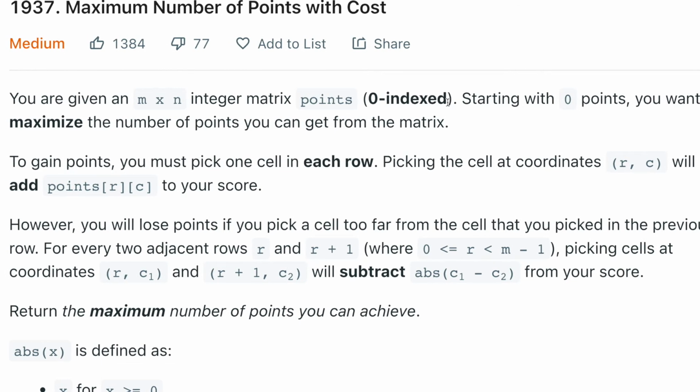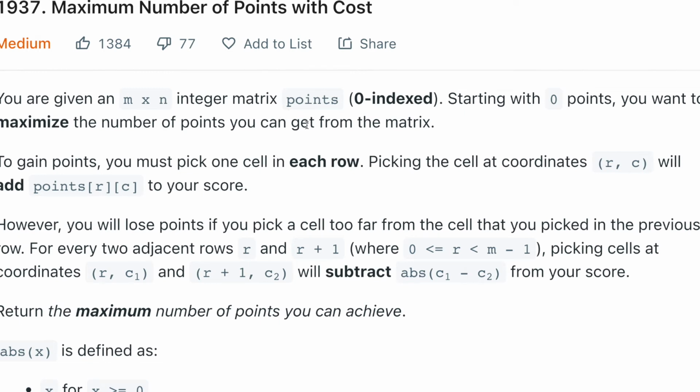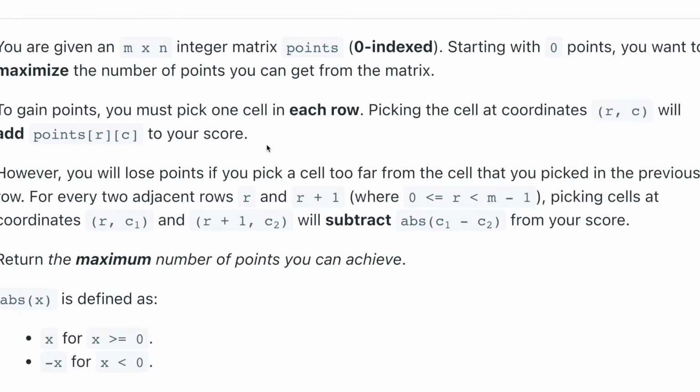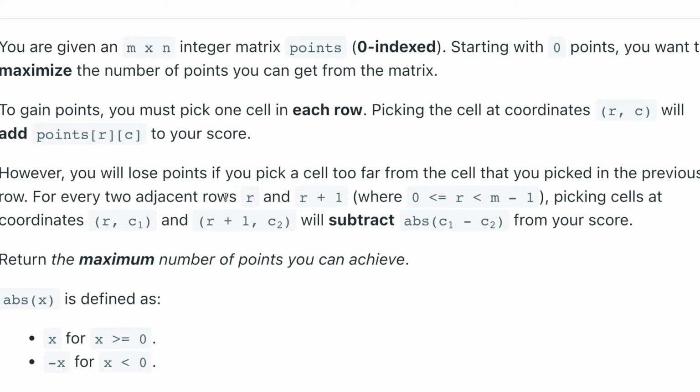Starting with 0 points, you want to maximize the number of points you can get from the matrix. To gain points, you must pick one cell in each row. Picking the cell at coordinates (r, c) will add points[r][c] to your score. However, you will lose points if you pick a cell too far away from the cell that you picked in the previous row. For every two adjacent rows r and r plus 1, picking cells at coordinates (r, c1) and (r plus 1, c2) will subtract the absolute value of the difference of c1 and c2 from your score. Return the maximum number of points you can achieve.